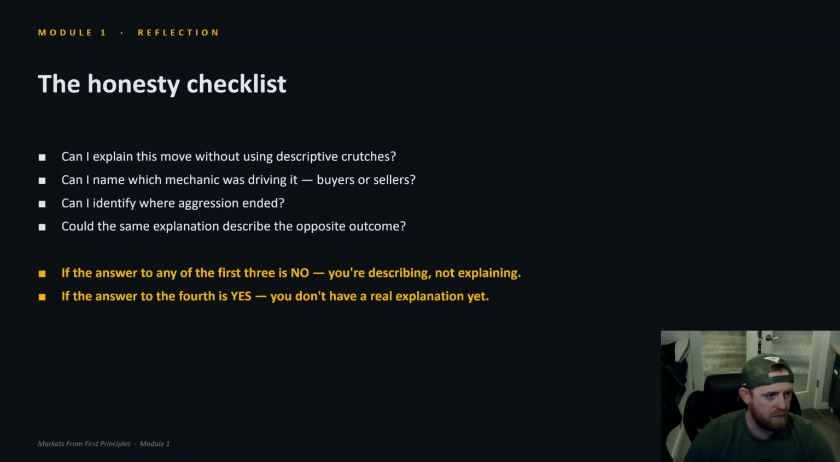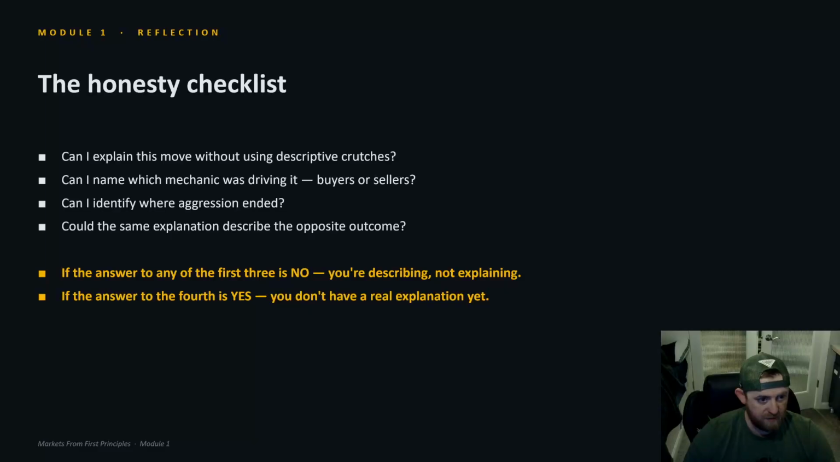Okay. Can you name the mechanic that was driving something? Was it the buyers being more aggressive? Was it the sellers being more aggressive? Can you identify where that aggression ended? Not "it hit a level of support, it hit a level of resistance." Can you articulate, based on the consensual transaction, series of transactions, where the aggression ended for one side or the other? And could the same explanation describe the opposite thing? Pretty straightforward, right? Say it and then say it from the other direction. And if it could be applied both ways, you probably need to think a little bit harder about it.